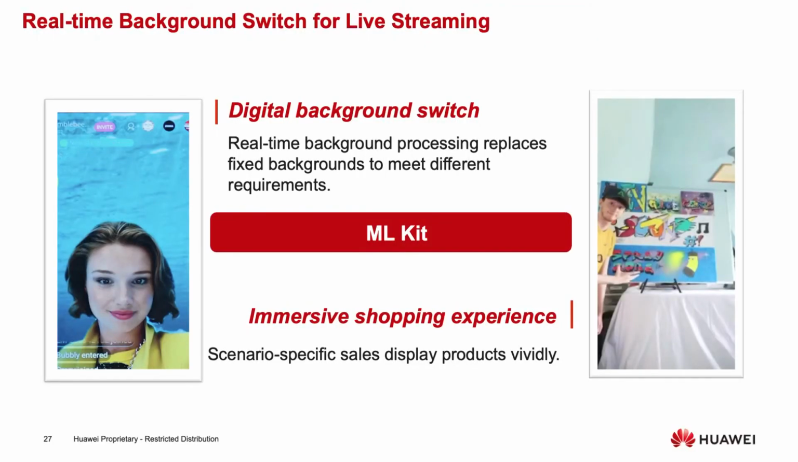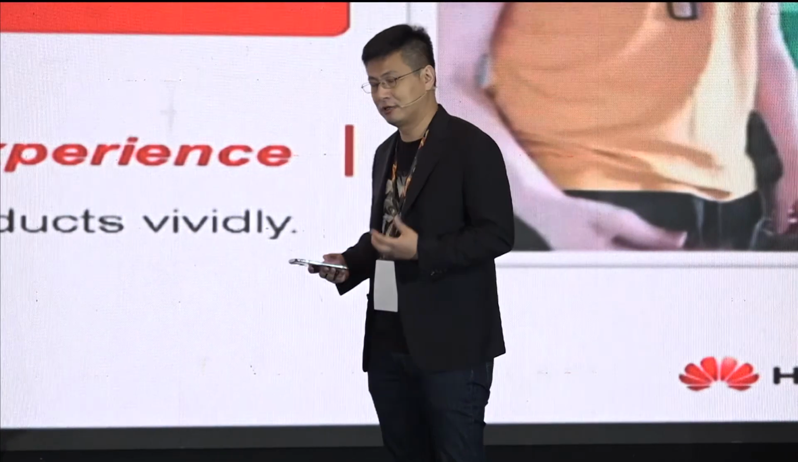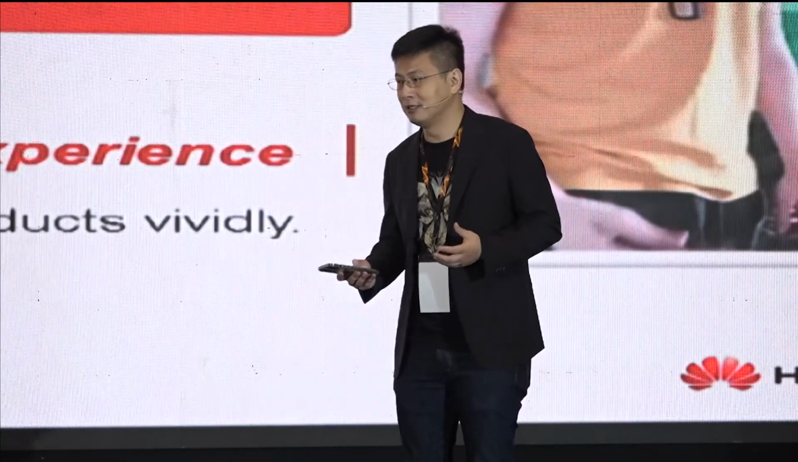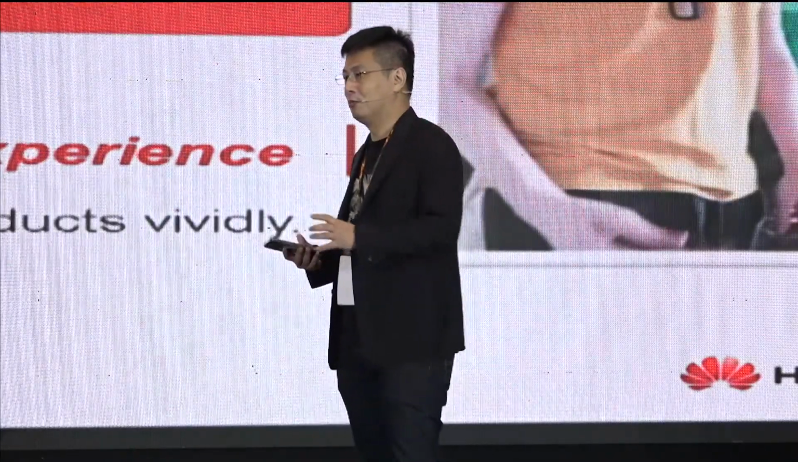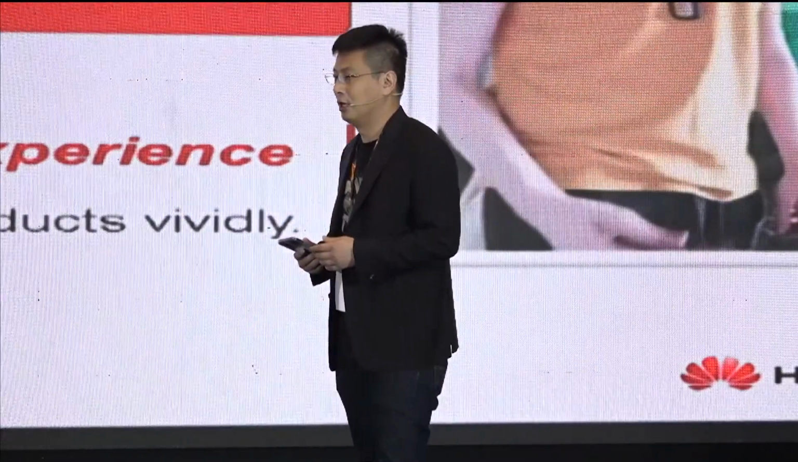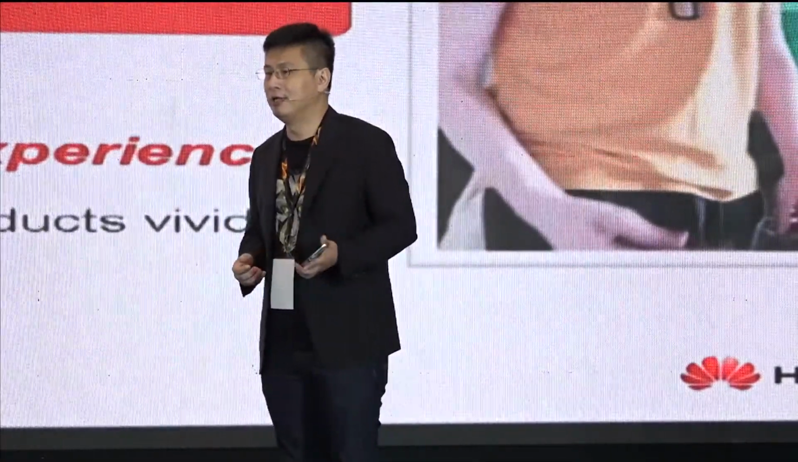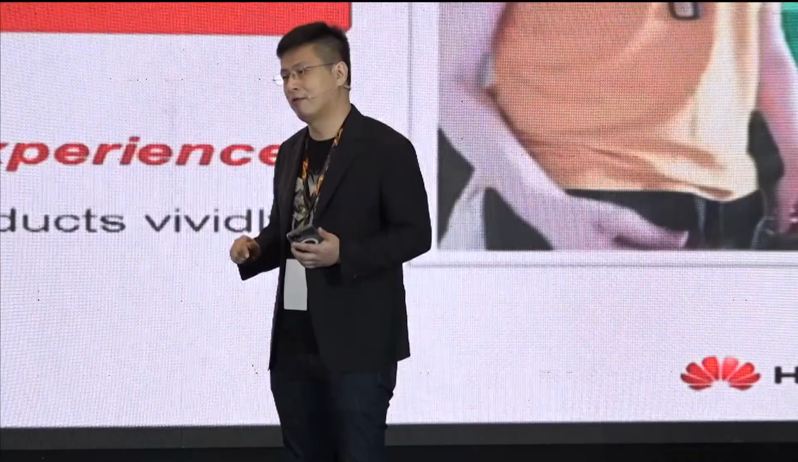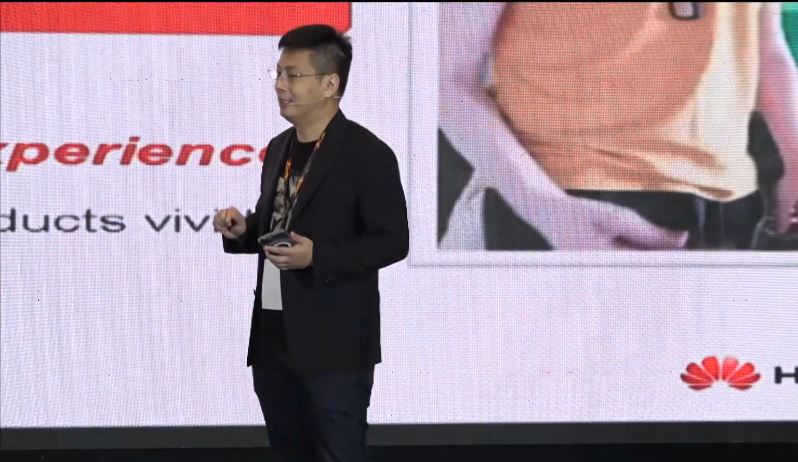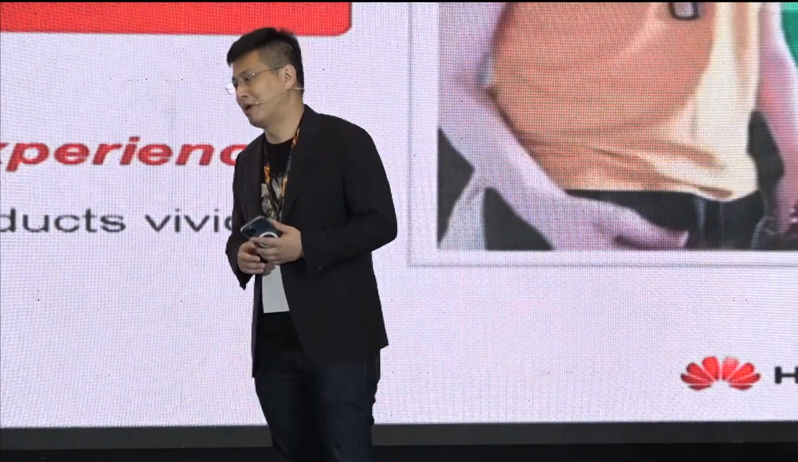We have the machine learning kit. So in the live showroom, we can do a lot of different effects, such as beautifying your face, and virtual backgrounds as well. You can put the products there. When the user clicks those products in the background, it can link directly to your e-commerce platform.